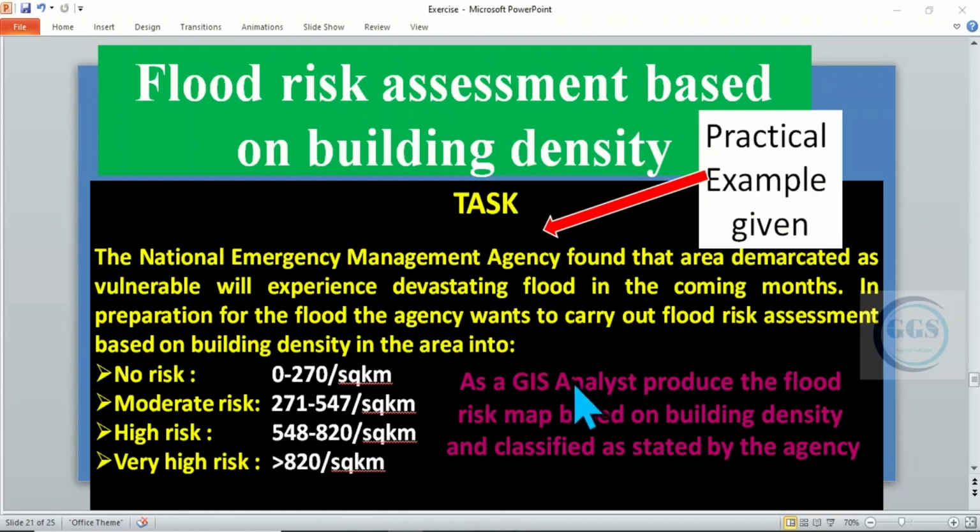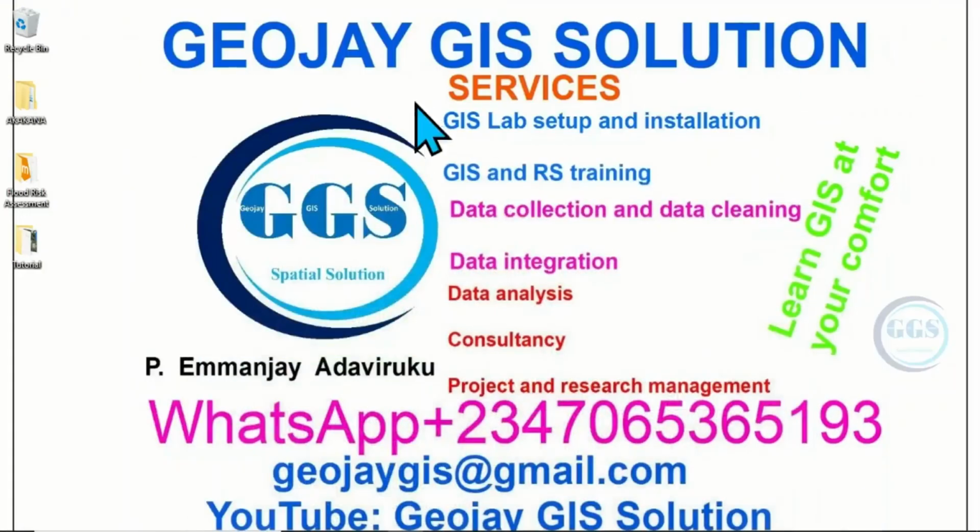So the task is, as a GIS analyst, produce the flood risk map based on building density and classify as stated by the agency. Now we have to take note of two things here. Of course, there are many variables to consider in flood risk assessment. However, in this very task, one variable is given, which is building density. So we are going to concentrate on that. And the classification is already given as follows here. The data to use is also provided. So let's check it out.